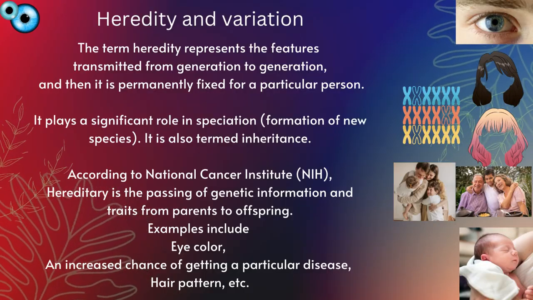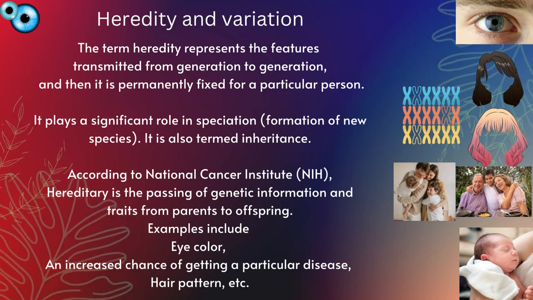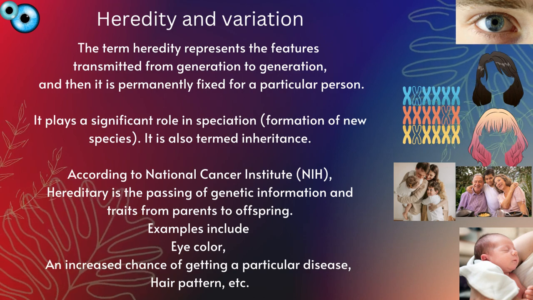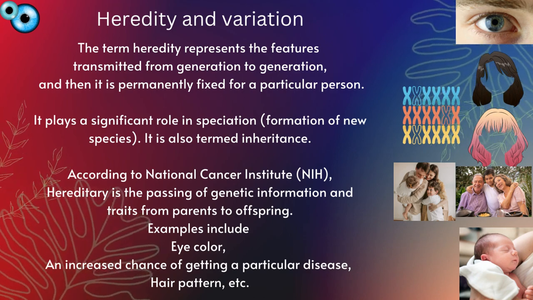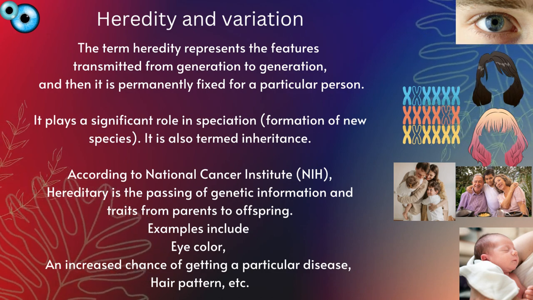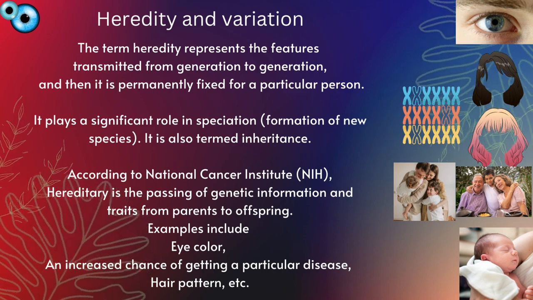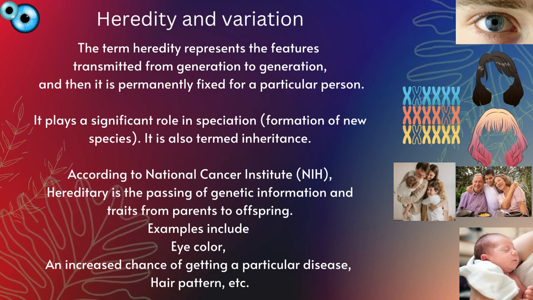So in this part of the video, we are going to discuss heredity and variation. Let's begin with the term heredity. The term heredity represents the features which are transmitted from generation to generation and then permanently fixed for a particular person. It plays a very significant part in the formation of new species, that is the process of speciation. The term heredity is also known as inheritance.